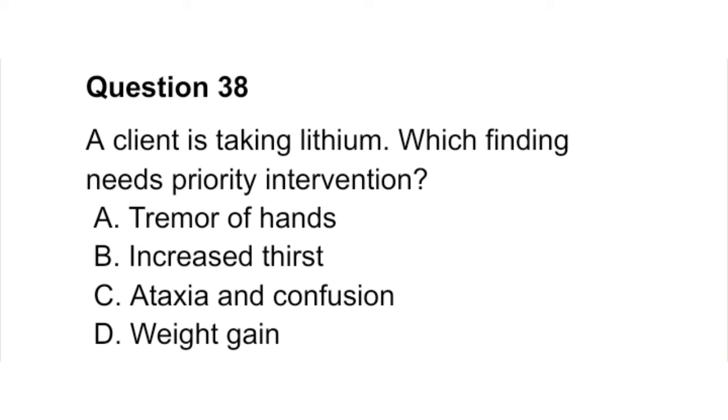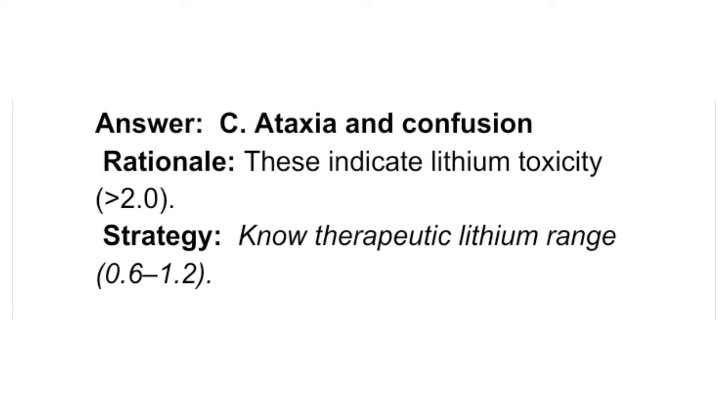Question 38. A client is taking lithium. Which finding needs priority intervention? A. Tremor of hands. B. Increased thirst. C. Ataxia and confusion. D. Weight gain. Answer: C. Ataxia and confusion. Rationale: these indicate lithium toxicity, greater than 2.0. Strategy: know the therapeutic lithium range, 0.6 to 1.2.